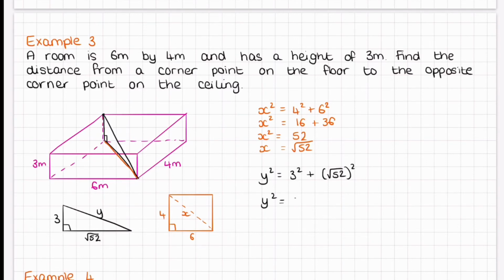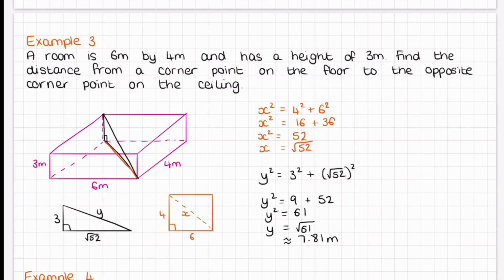Now 3 squared is 9, square root of 52 squared is just 52. So y squared will equal 61, so y is going to equal the square root of 61, which is approximately 7.81 meters. So that distance from the bottom corner to the top corner is 7.81 meters. So 3D problems can get a bit tricky. Just take it step by step, draw a diagram, look at what you know and what you don't know, and go from there.